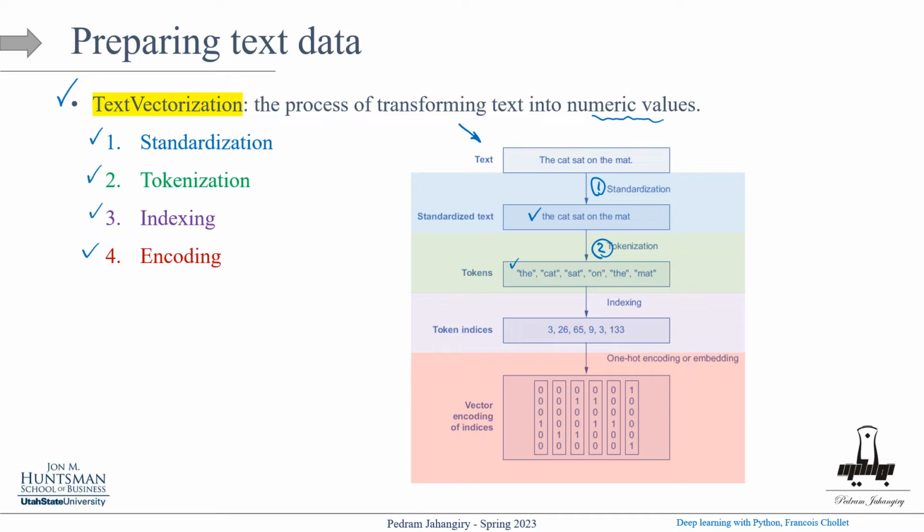Then the next step is indexing. We're going to assign a number to these tokens. So imagine these are the numbers. And finally, we're going to encode these numbers. There are different ways of encoding: one-hot encoding, multi-hot encoding, and so on. So let's look into the details of all these 4 steps.